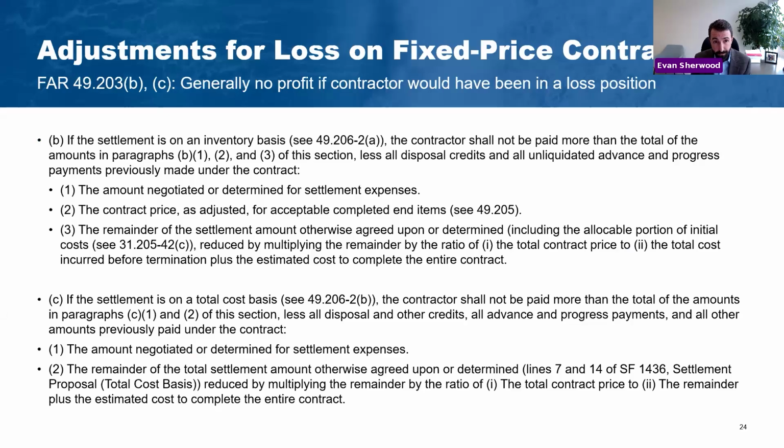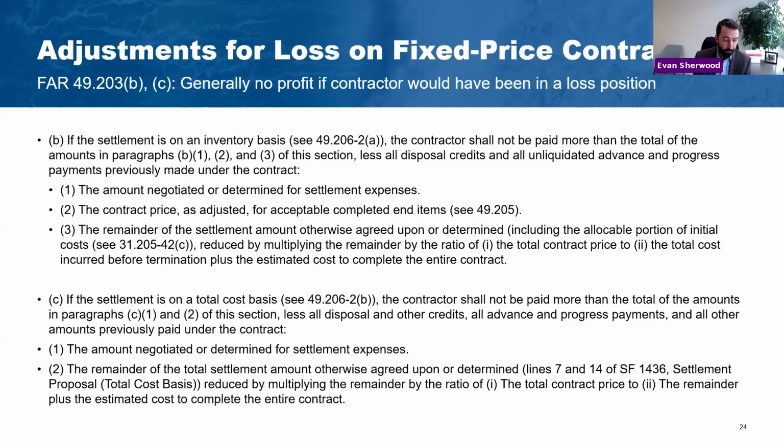Flip side of that is you cannot get a better outcome because of a termination for convenience than if the contract was fully performed. I'm going to say that again. This is the principle the government applies. You'll see this in the case law. A contractor cannot, as a result of a termination for convenience, end up in a better position than if the contract was fully performed. What that's getting at is if the contractor was in a loss position, then that loss position needs to be factored into the settlement.